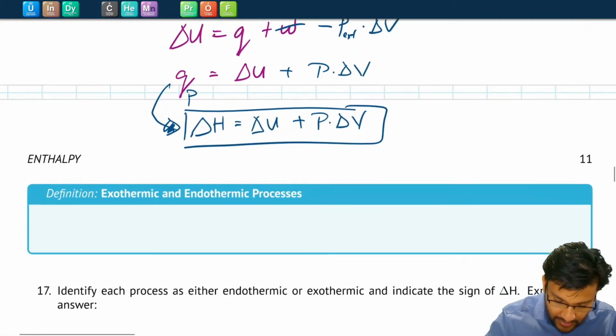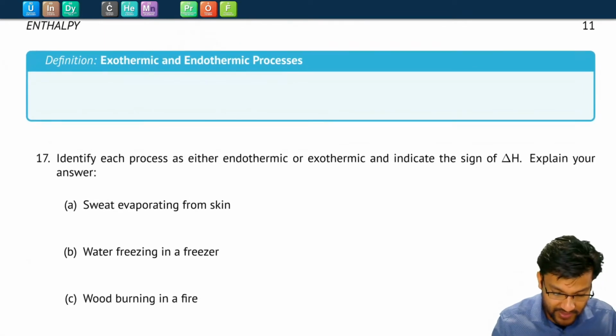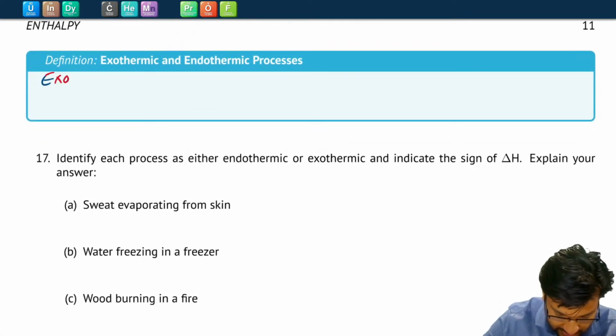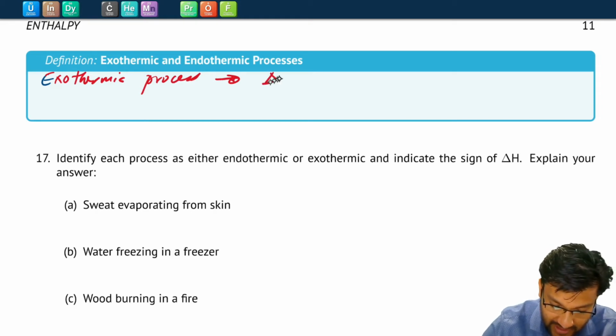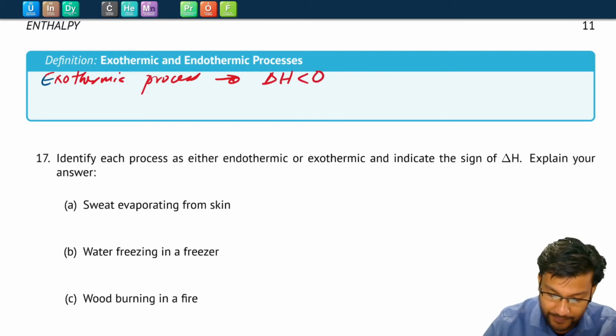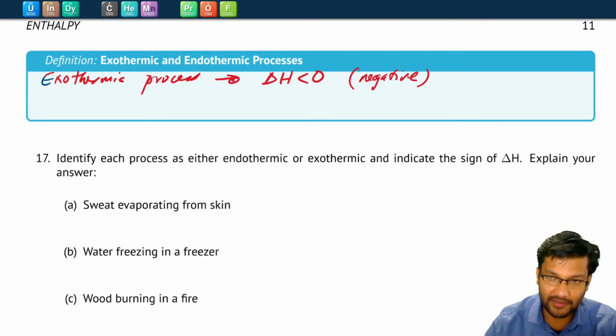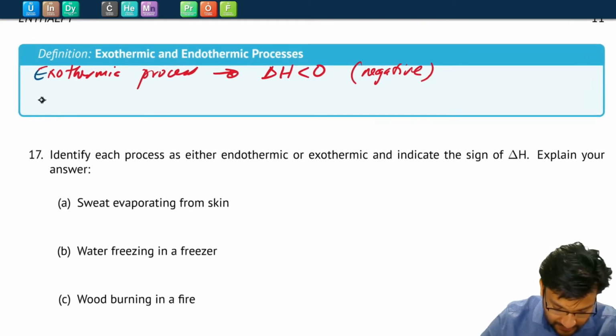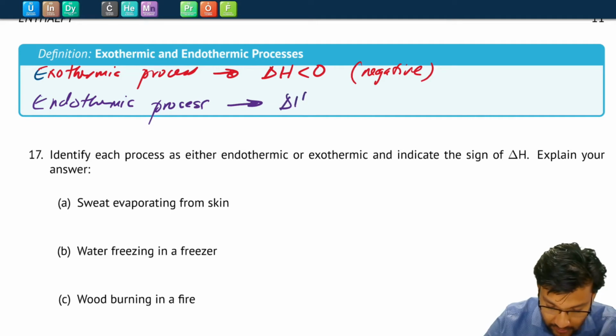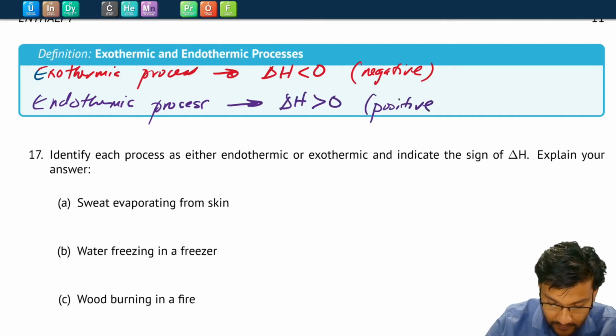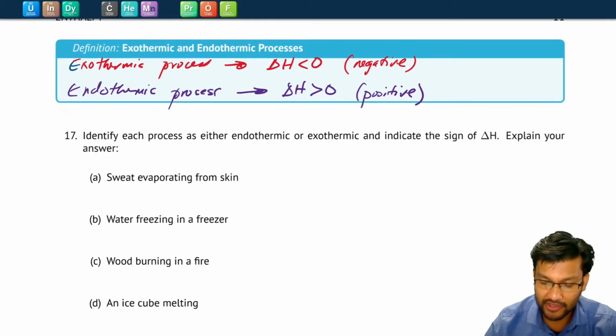Okay, so let's get back to a more in detail definition of exothermic and endothermic processes. In an exothermic process, the change in enthalpy would be less than 0. It's negative. So in an exothermic process, the change in enthalpy is less than 0, meaning that the system lost heat energy to the environment. This is measured at constant pressure. And for an endothermic process, the change in enthalpy is greater than 0 or positive, meaning that the system would gain heat energy from the environment.